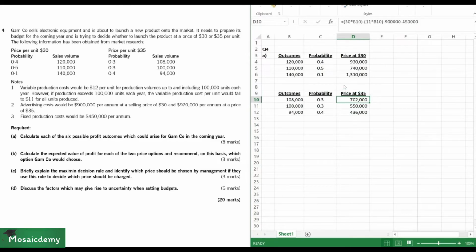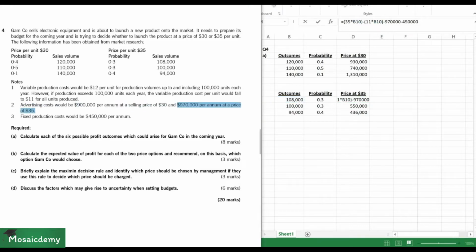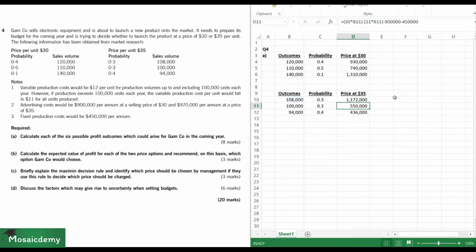So the first thing from the get-go, let's just amend the formulas here. The price will now be 35 instead of 30, right? After that, production, has it exceeded 100,000 units? Yes, it has. So the variable cost will remain at 11, and the advertisement cost will now be 970,000 rather than 900,000 for a price of 35, like they mentioned over here. Fixed cost, however, will remain the same at 450,000. So again, there's not much we needed to edit, but we'll copy this formula down below as it's more relevant to this table.